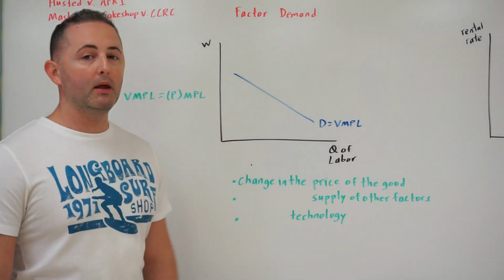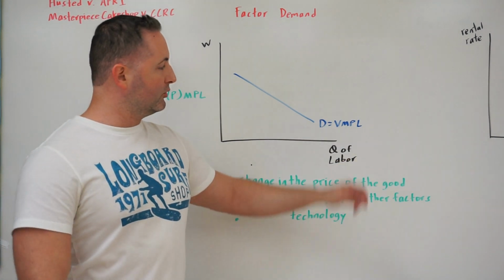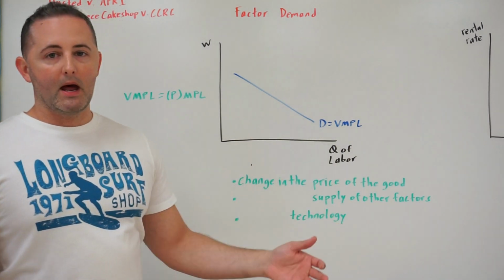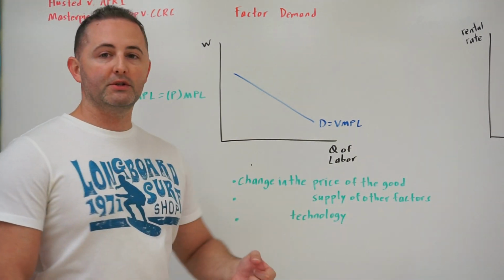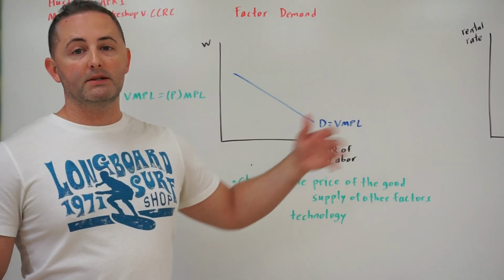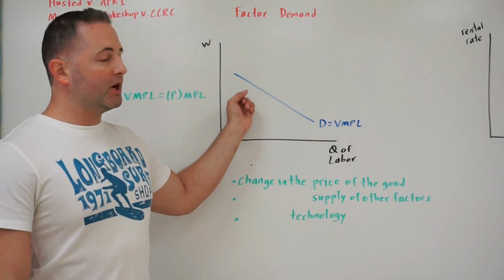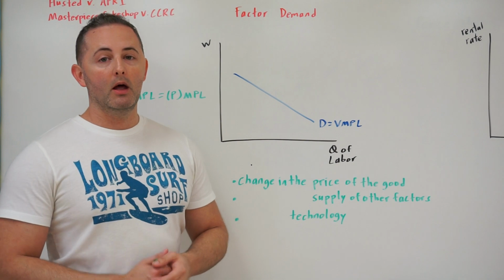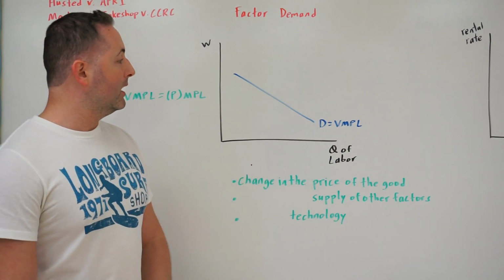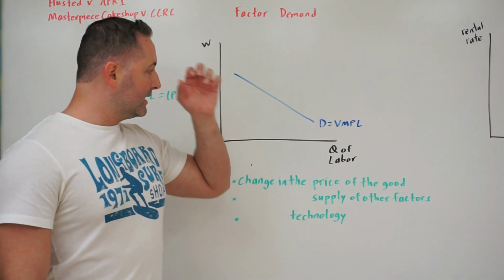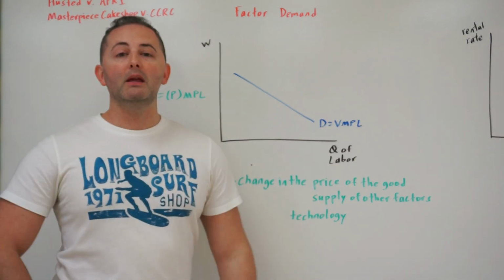It's downward sloping. You might notice that it says D equals VMPL, so it's important to talk about what that means, why this is downward sloping, and then we'll get into three factors that would change the demand, so it would cause it to shift right or left. But remember, at its core, this is just like our regular supply demand model, downward sloping demand curve, so don't be overwhelmed or intimidated by it. It's not that bad.